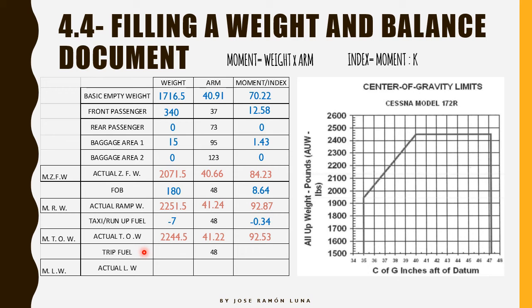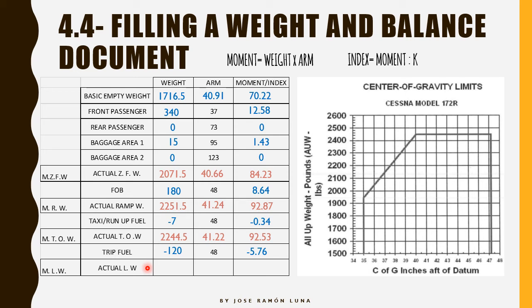Now we're going to repeat the same thing with the trip fuel. How much fuel am I going to burn in my trip during the flight? I calculated that I'm going to burn about 120 pounds of fuel. 120 pounds of fuel multiplied by 48 is going to give me minus 5.76 index.